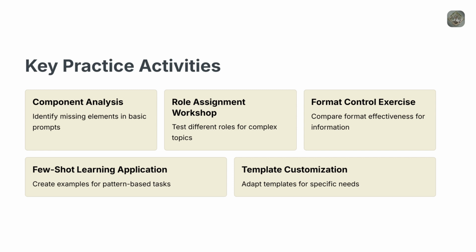Component analysis involves identifying missing elements in basic prompts like "write about climate change" and reconstructing them with all essential components. Role assignment workshop has you create different prompts using varied expert roles for the same complex topic, evaluating how each affects output quality. Format control exercise asks you to request the same content in different formats: bullets, tables, narratives, to evaluate which most effectively communicates information.